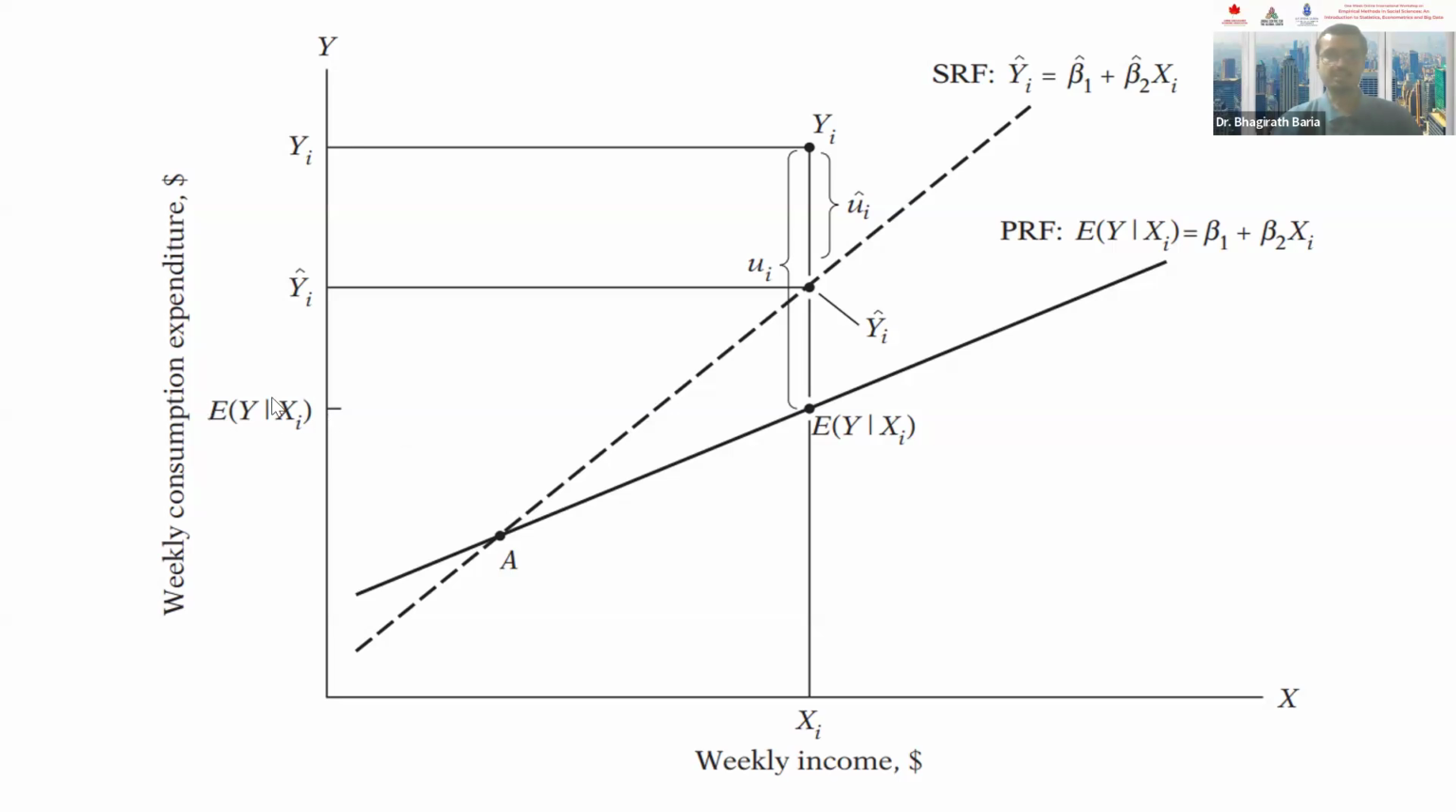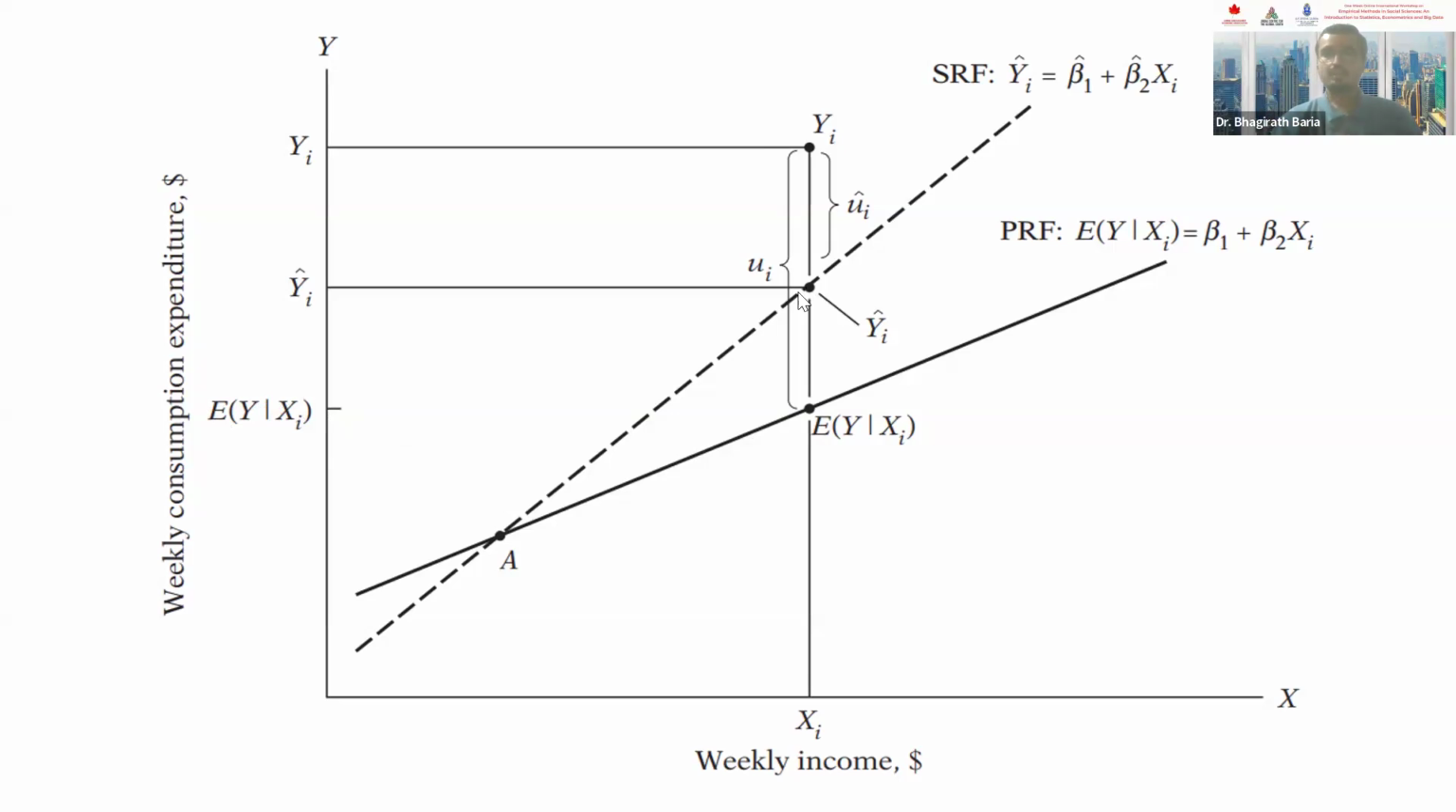Expected value of y given xi. But you don't know about this. You don't have access to population data. If you had access, why would you want to do all this? Why would you want to talk about sample and hypothesis testing? Just go for your population data, run a regression, and whatever comes is the final truth. Debate is settled. But that's not the case.